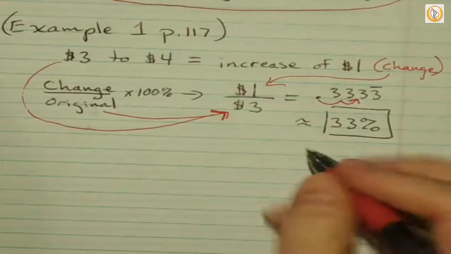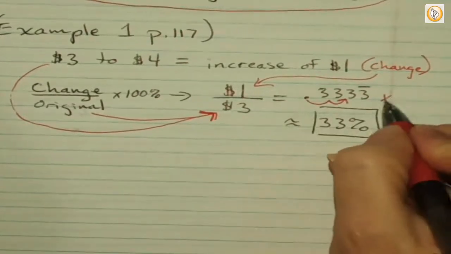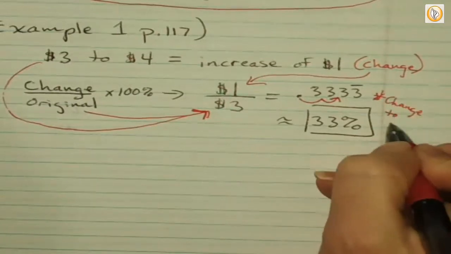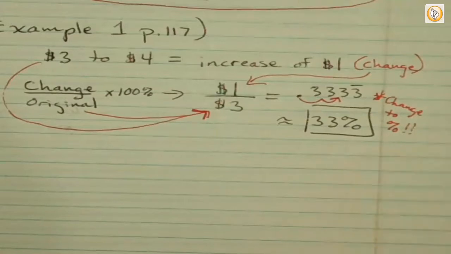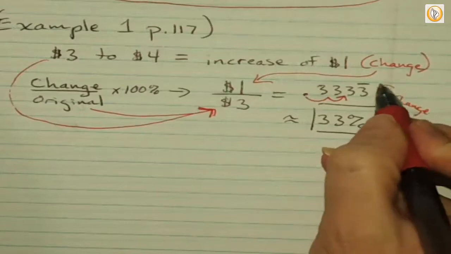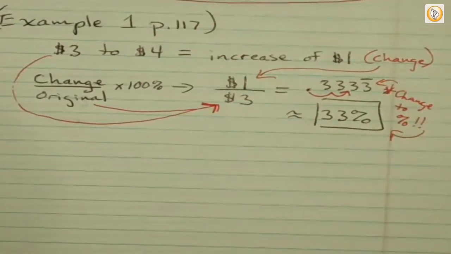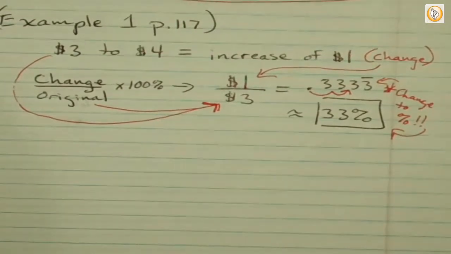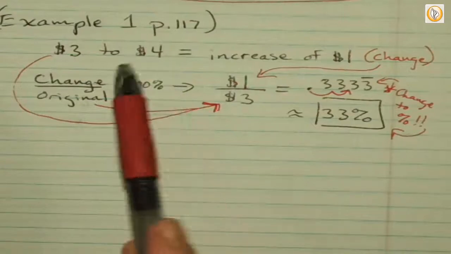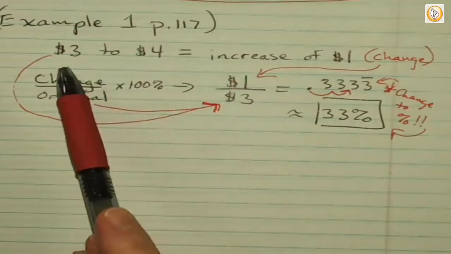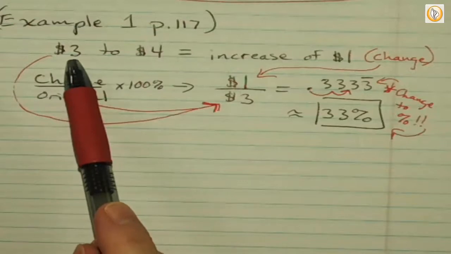Don't forget, I'll put a star here. Change to percent! So you have to move that decimal 2 places to the right to change to percent. So that's what we're doing today. Find out your change, put it on top, find out your original. It may not always be the first number, so you may actually have to read.